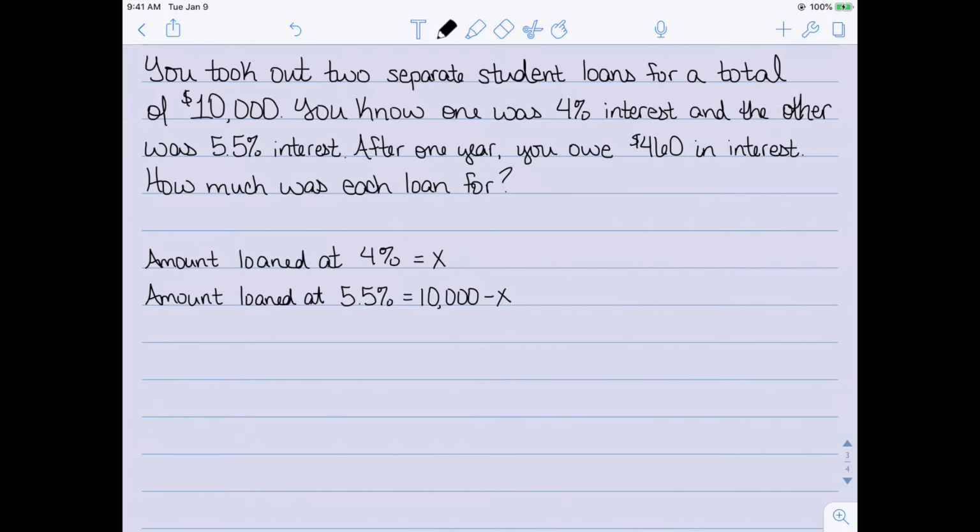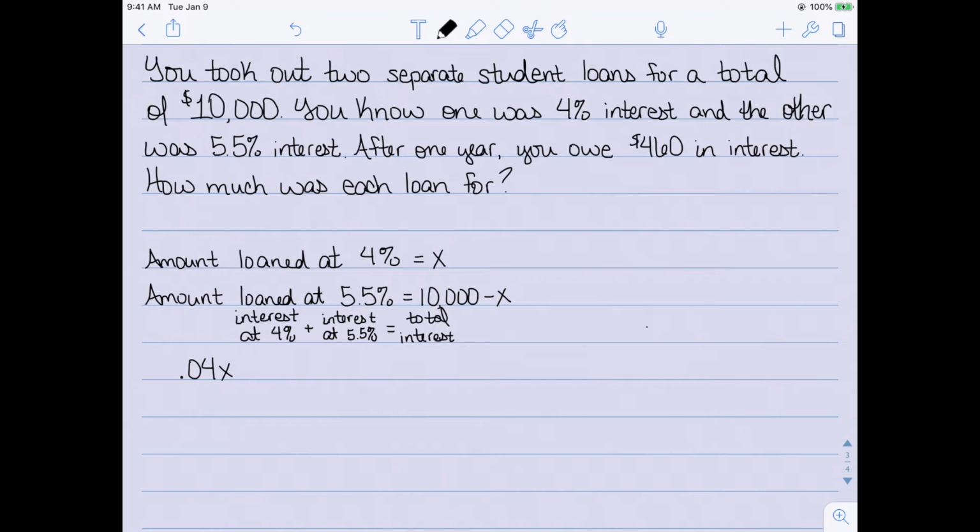We can also use a very, very basic setup for this. We should feel pretty comfortable that we can just add our interest. The interest at 4% plus the interest at 5.5% should be equal to our total interest. However, the next part of this is where it gets a little bit tricky. So let's start with the amount of interest at 4%. Well, we know it would be PRT. So the amount loaned at 4%, X, times the rate, 0.04, times the time, and this is 1 year. So the interest at 4% is going to be 0.04x.